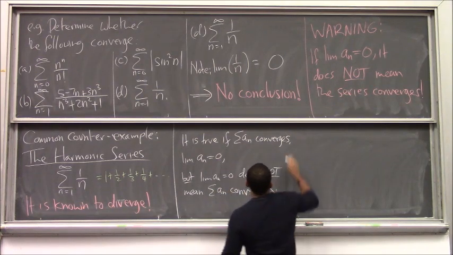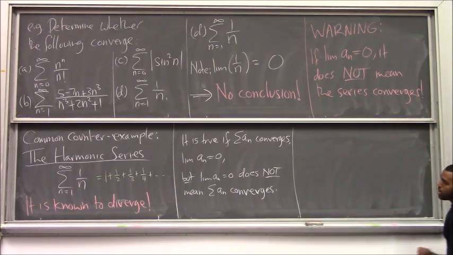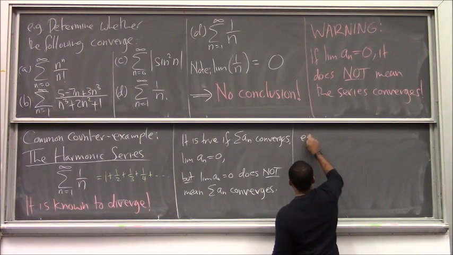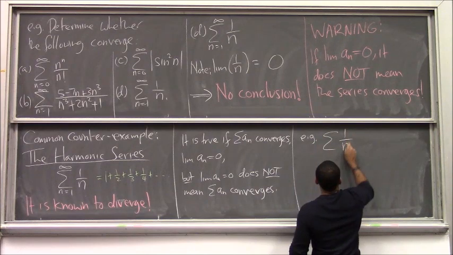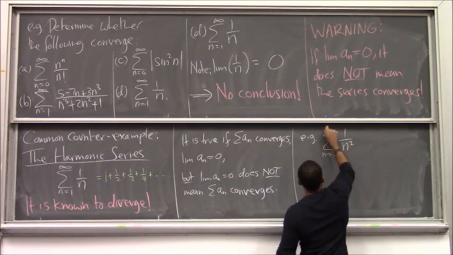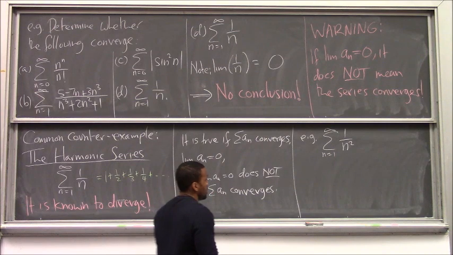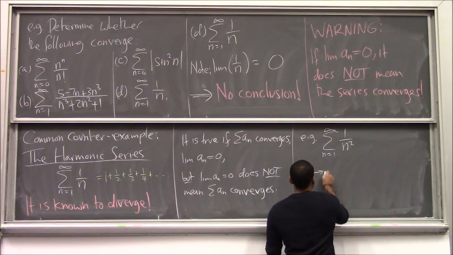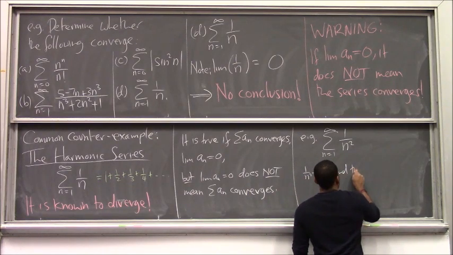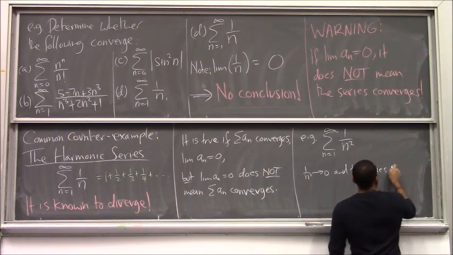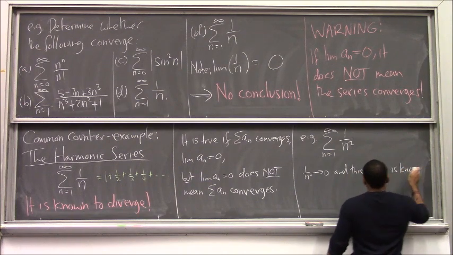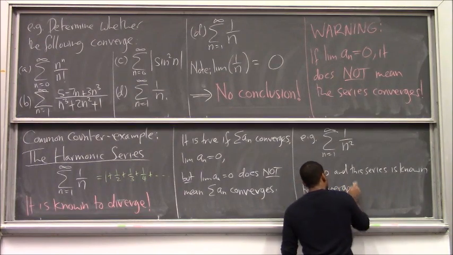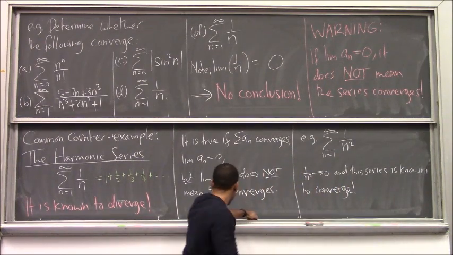Another example that people like to talk about pretty much right after they talk about the harmonic series is that they make a slight tweak to it, and instead they square the bottom. This is an example of a series where the limit goes to 0, right? So 1 over n squared approaches 0, and this series is known to converge. So we know that this one converges, and we're going to prove that it converges.